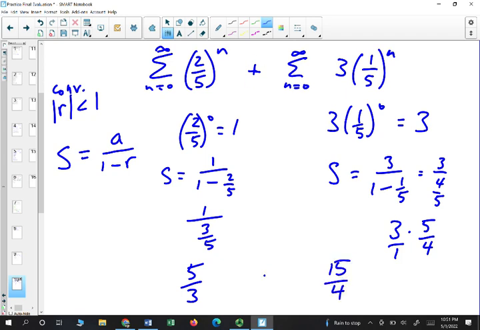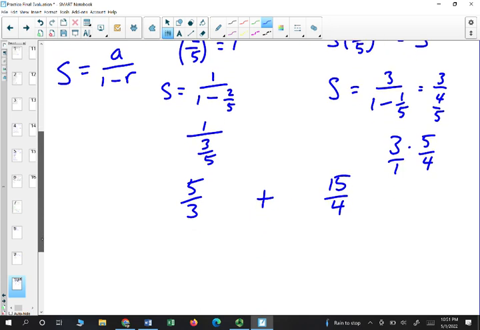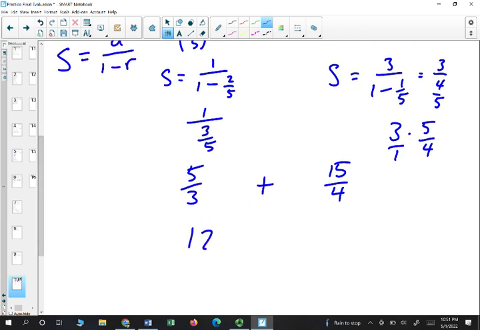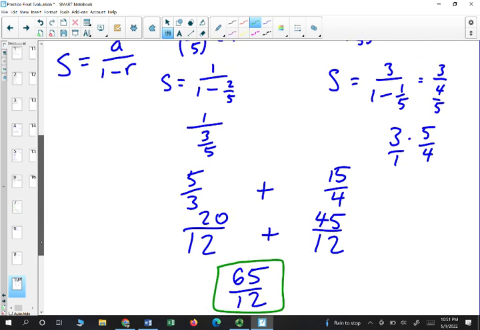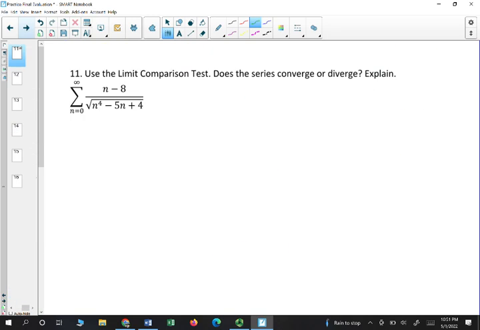Okay, and we have a plus in between, so we will add these two fractions together. Common denominator of 12. Multiplied by 4, 5 times 4 is 20. Multiplied by 3, 15 times 3 is 45. Add them together, and we get 65 over 12. Okay, let's take a look at our next one.